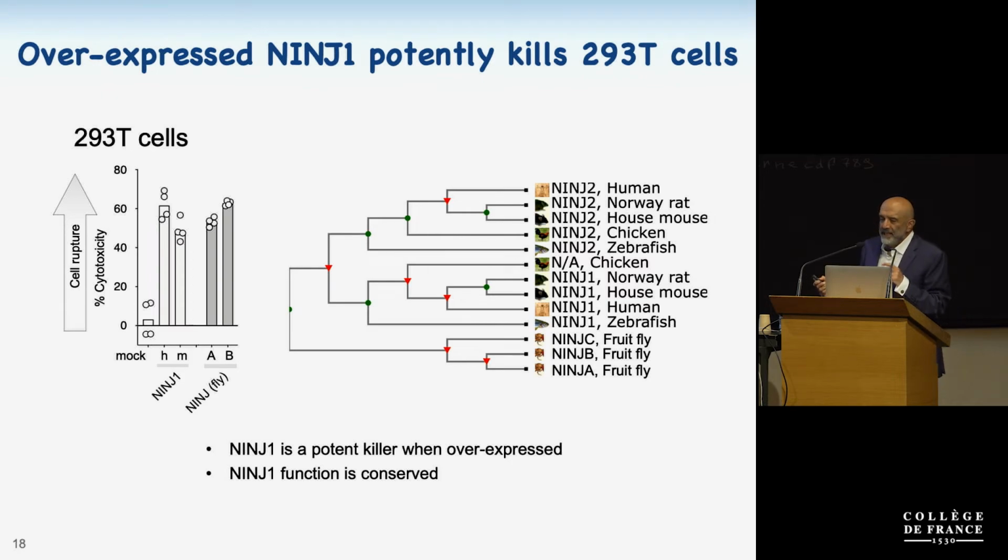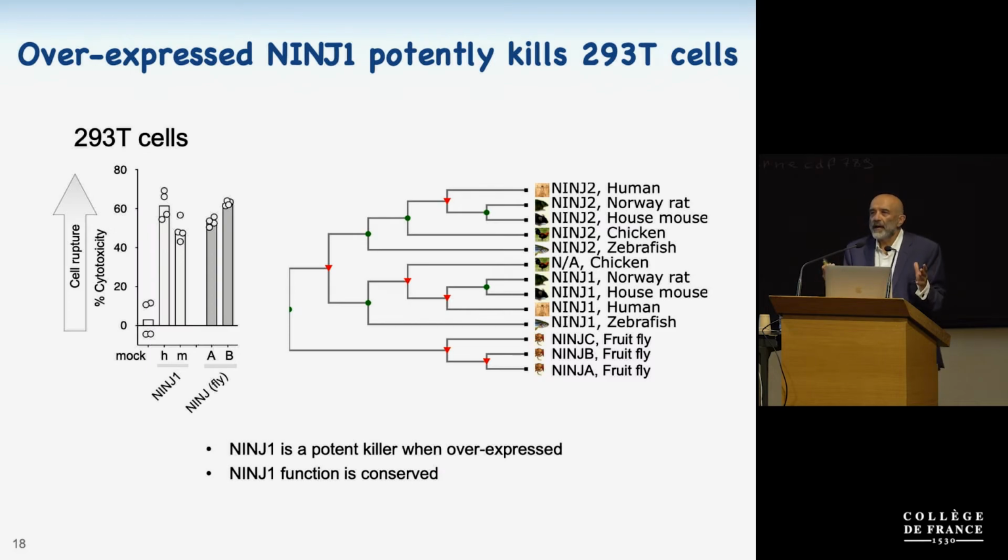Now, we need an assay for NINJ1, because NINJ1 functions when cells are dead. And you will ask yourself, why would evolution conserve a mechanism that functions when cells are dead? That makes no sense, but I'll get to that. So we need a function for NINJ1.